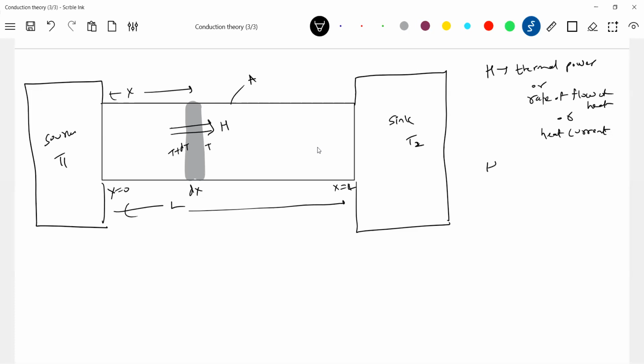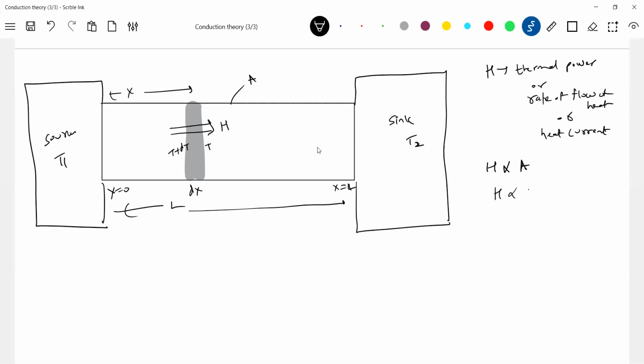This H is directly proportional to area. The thermal power flowing across the rod is directly proportional to area. How come? If the area of cross section increases, then more atoms will be involved in transfer of heat, so more heat per second will flow through a given segment. I think it's quite clear. If I increase the area of cross section, more atoms come into the picture in transfer of heat per second. Therefore, the thermal power is directly proportional to area of cross section.